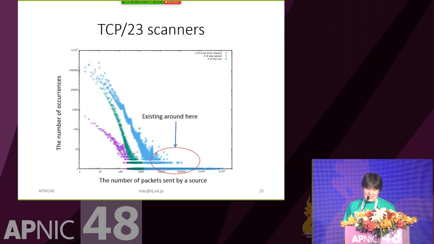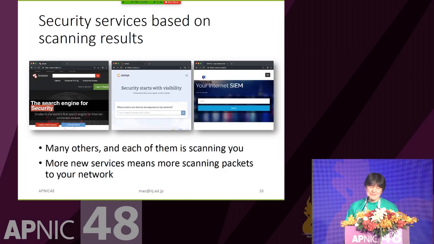So the scanners for TCP port 23 exist around there, right? Who are those? They are professional security service providers, right? They are providing a database of open ports or open services in your network. So they are systematically scanning the entire network. They have a bunch of different hosts around the world, right?